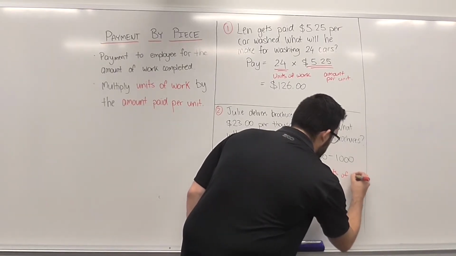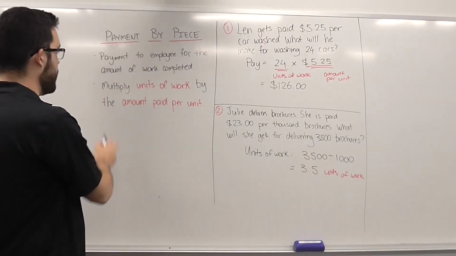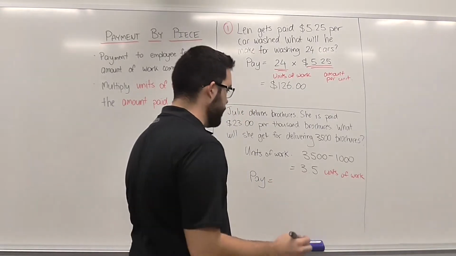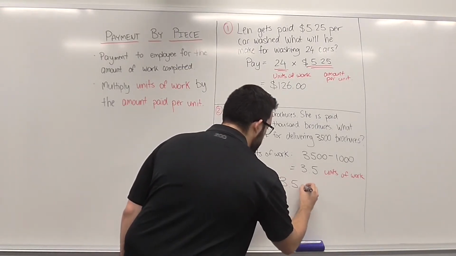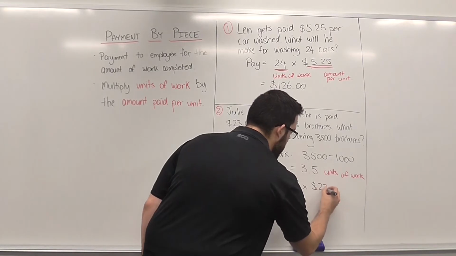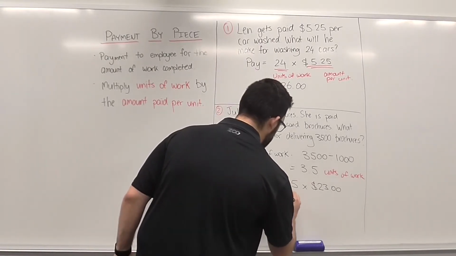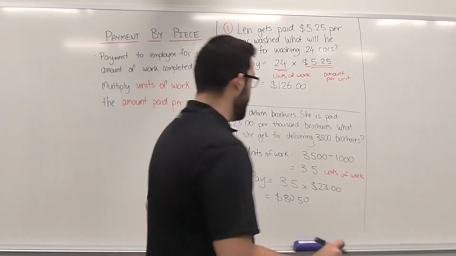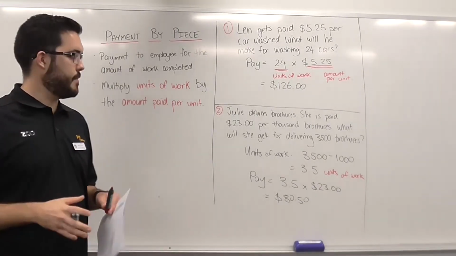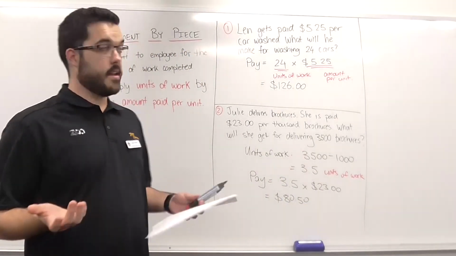Okay, so now we have our units of work. What do we do? You multiply the units of work by the amount paid per unit. So pay is going to equal our units of work, which is 3.5, multiplied by the amount paid per unit, which we know is $23. And that's going to equal $80.50. Pretty simple stuff. Units of work multiplied by the amount paid per unit. The only place you can come unstuck is calculating your units of work if it's not directly made explicit to you. And that is payment by piece.